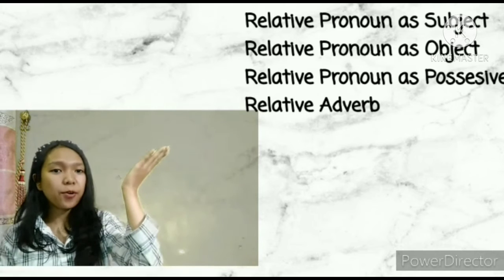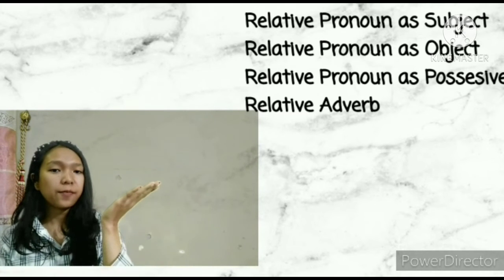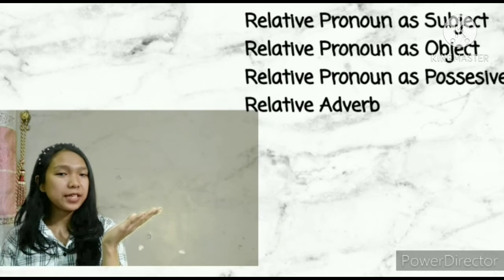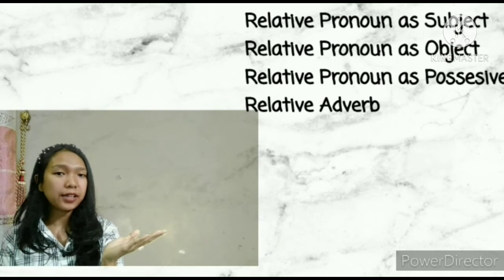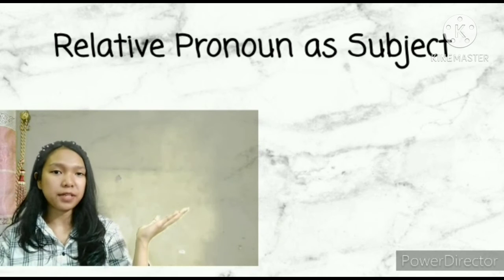Oh, my name is Ling Dinia Putri. I will continue the material. I will explain to you about the examples of adjective clause. Relative pronouns have four types. First, relative pronoun as subject. Second, relative pronoun as object. Third, relative pronoun as possessive. And fourth, relative adverb.